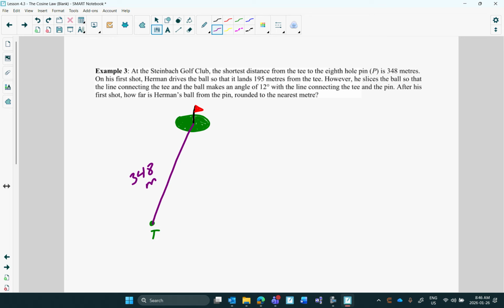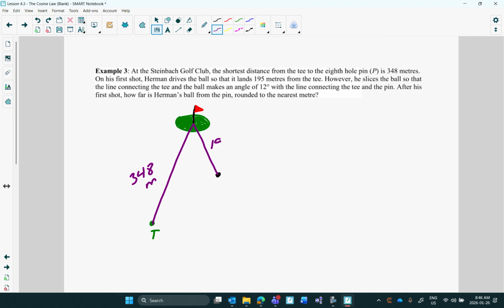So Herman hits the ball so that it lands 195 meters from the tee. However, he slices the ball. Do you know what a slice is in golf? If you're right-handed, a slice means you don't hit it straight, you hit it off to the right. If you're left-handed, you hit it off to the left. So he hit it, let's assume he's right-handed, he hit it off here somewhere. His ball landed somewhere around here.